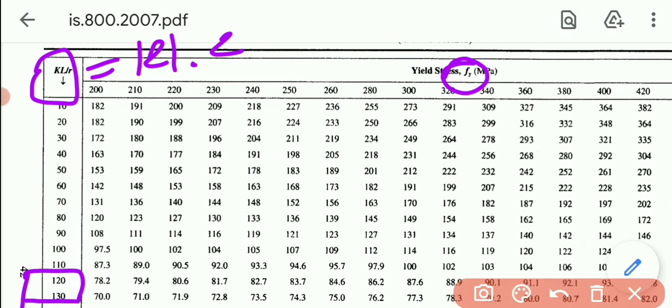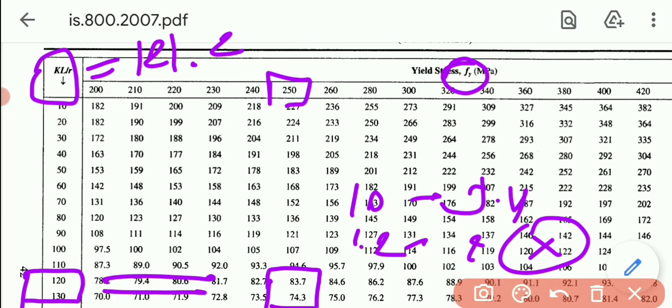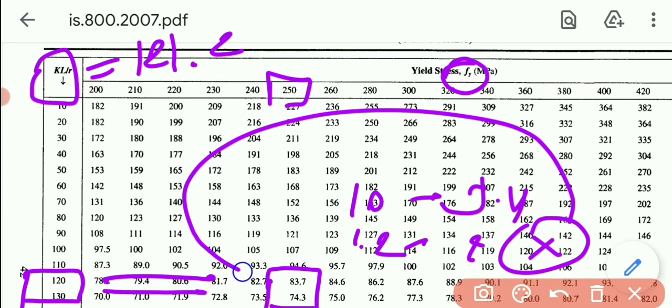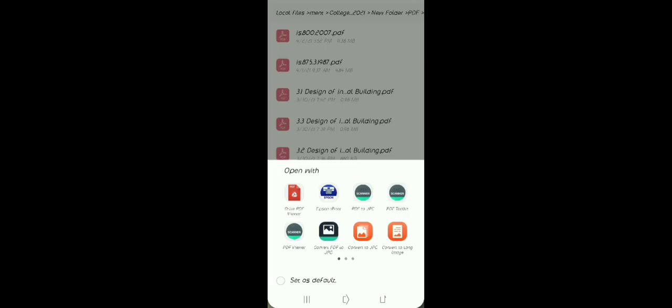So Fy, that is for 250, our values are 83.7 and 74.3. By the difference of 10 we get 9.4. So for 1.5 it is how much? Ultimately we will get the value of x, and whatever the value of x, that will be subtracted from the value at 120, that is 83.7, because as the slenderness ratio increases, the value of FCD decreases. So by the interpolation method.